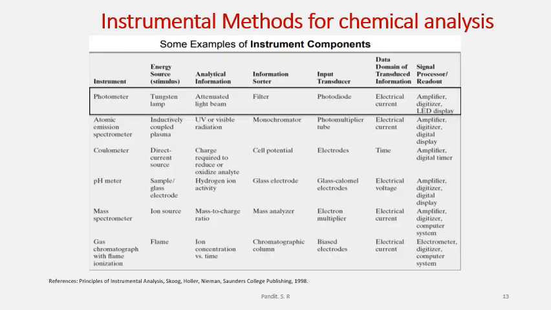Here is one example, let's take a photometer. The photometer source is a tungsten lamp. So the tungsten lamp gives a source of light. That source of light is your analytical information. It is passed through a filter so that a particular wavelength of light passes from the filter. Then the filtered light is passed through a sample. Here the interaction of the filtered light with the sample causes various phenomena. It may be absorption, it may be transmission, it may be scattering. Based on the interactions, the transmitted light gives the information about the sample contents.